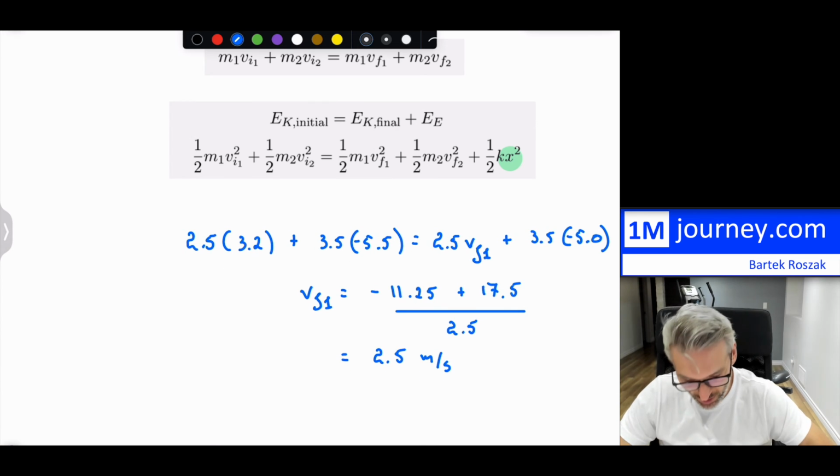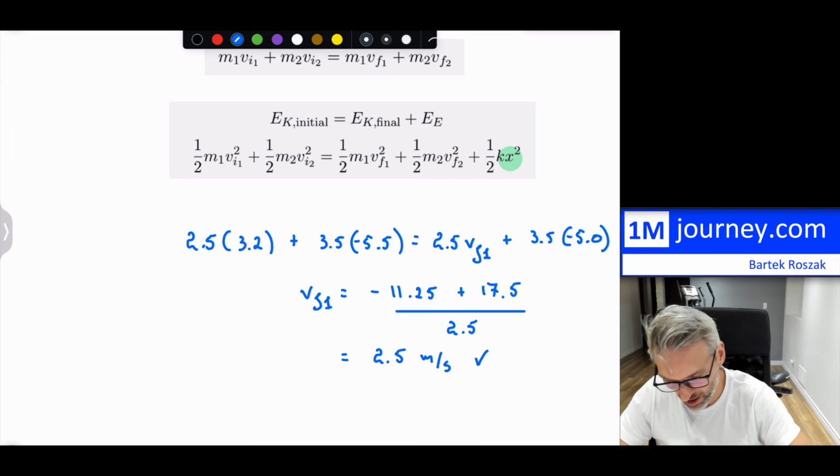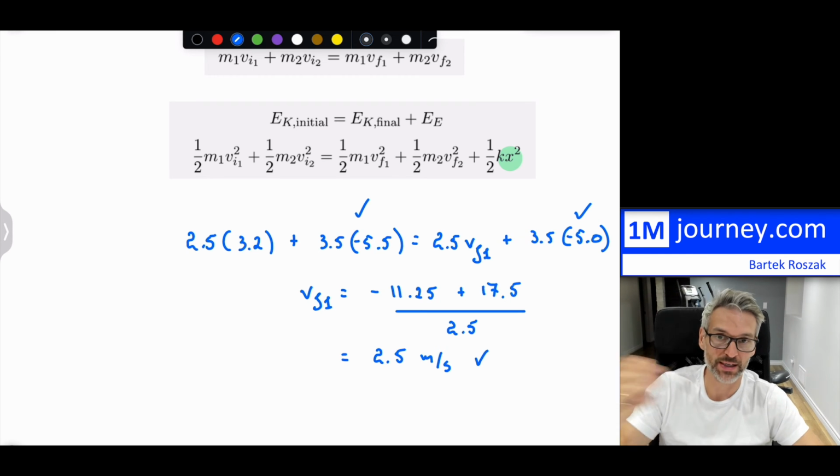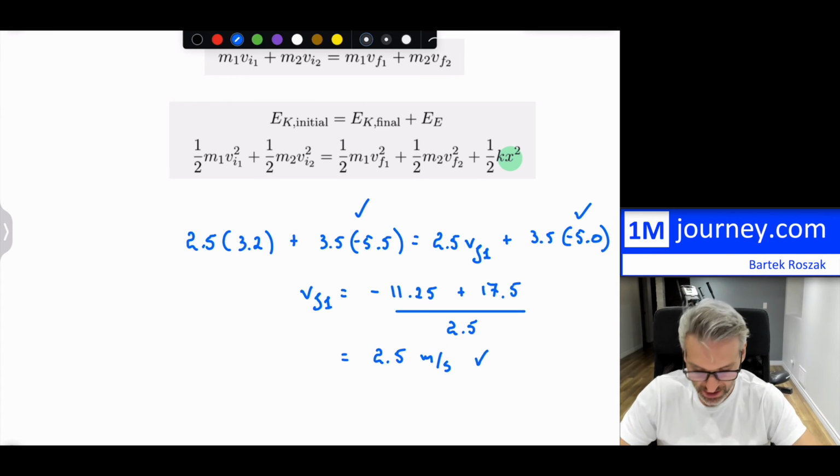All right, so here it is. We have the speed, so it's still moving to the right. Now be careful, because I originally put these in with the proper signs for the momentum, so that it is moving right or left.